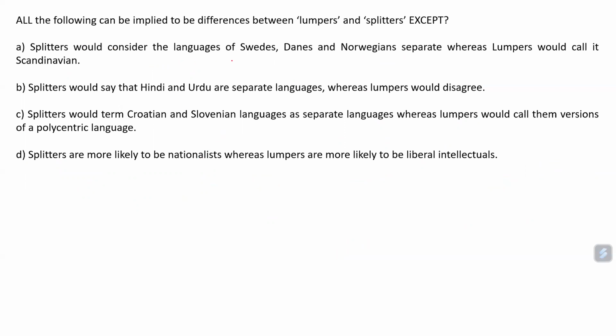Splitters would consider the language of Swedes, etc. separate, whereas lumpers would call it Scandinavian, right? So splitters are considering it as separate, but lumpers are considering it as Scandinavian. So that's why this option is closed for me. Splitters would say that Hindi and Urdu are separate languages, whereas lumpers would disagree, right? So splitters are saying that they are separate languages, but lumpers will not agree to this fact.